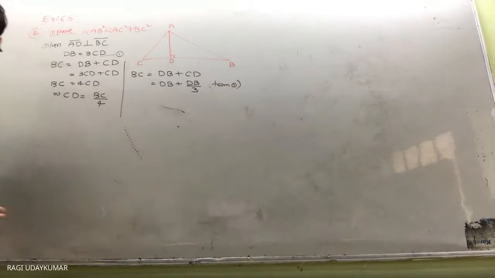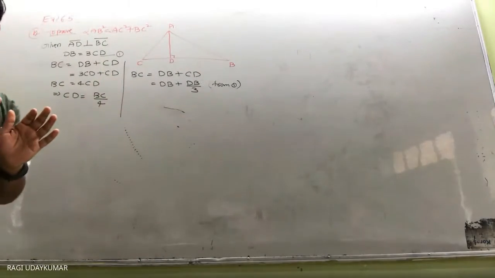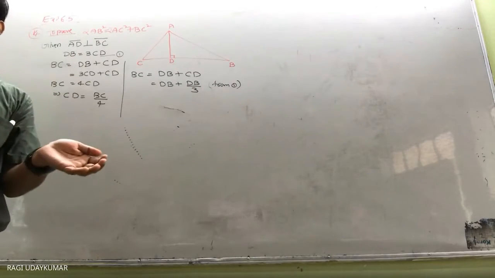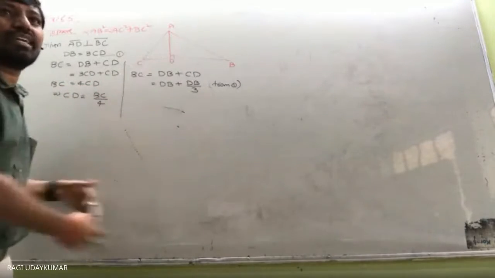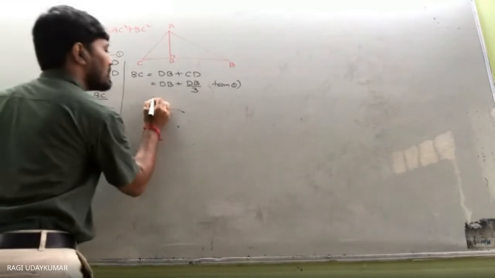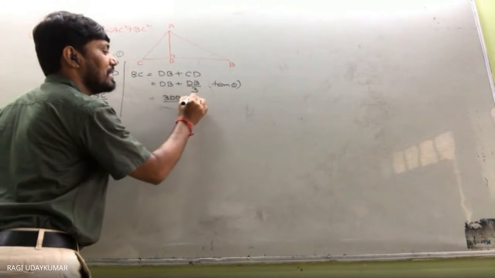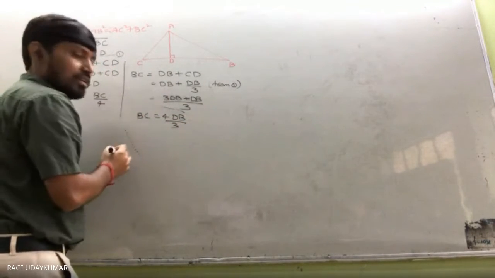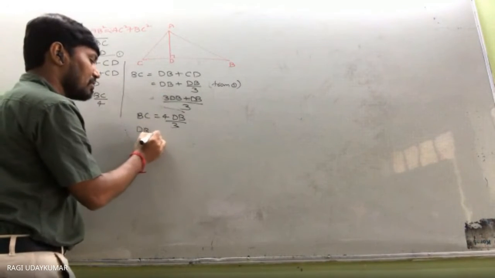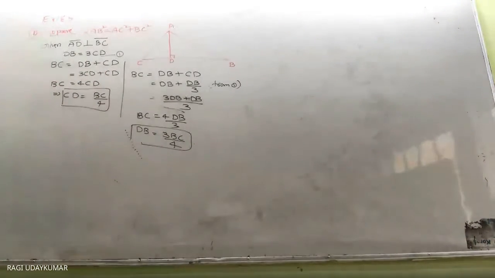What I am doing? I am making this part in terms of BC, and this part in terms of BC, and getting ready. Before cooking we prepare the masala, right? I am preparing the masala. To make biryani, we prepare the masala which is needed and keep it ready, then use it quickly. Is it understood? So BC is equal to DB plus DB by 3, take LCM: 3 times DB plus DB, which is equal to 4 times DB by 3, which is BC. So DB is equal to 3 times BC by 4. This is needed to us, these two will be useful to us.